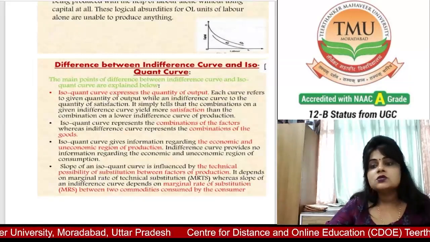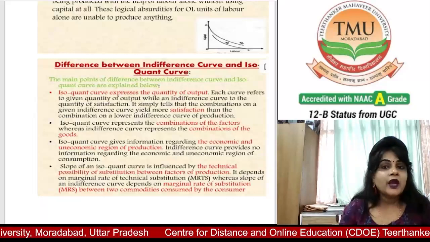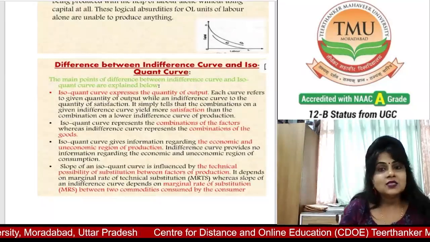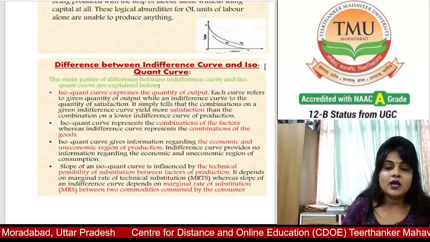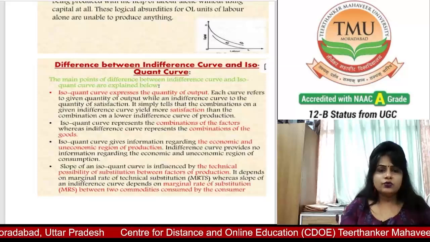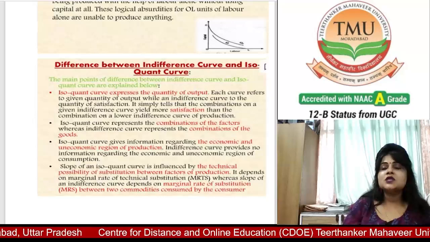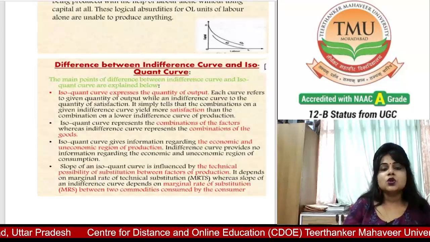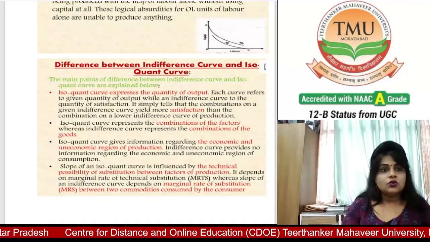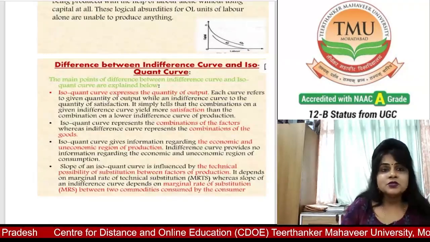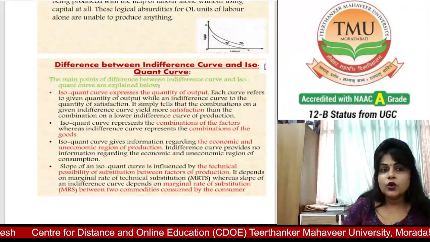As I also explained, the slope of the isoquant curve depends on the marginal rate of technical substitution, while the slope of the indifference curve depends on the marginal rate of substitution. So we can say the slope of the isoquant is known as the marginal rate of technical substitution, whereas the slope of the indifference curve is known as the marginal rate of substitution. So the isoquant shows the firm's production function, whereas the indifference curve shows the consumer utility function.